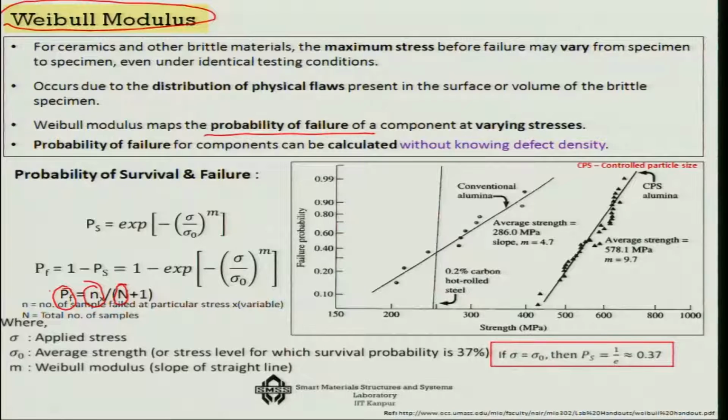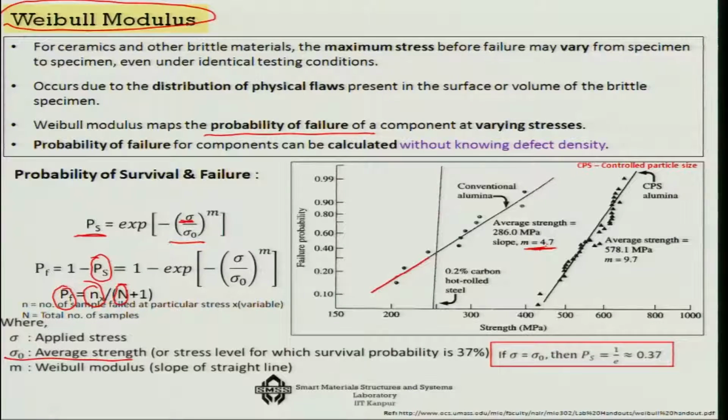Now, if I know PF, I know that the probability of success is the reverse of PF, that is, 1 minus PF. So, I know the PS, and I know the average strength sigma 0, and I also know the applied stress value at which I am calculating this. By a simple log plot, I should be able to find out the slope of this line. That means I should be able to find out the value of m.